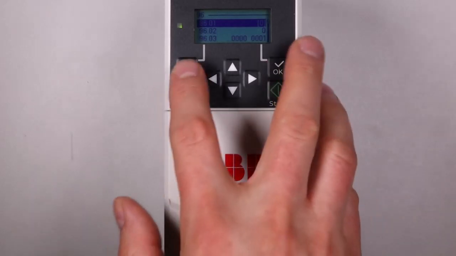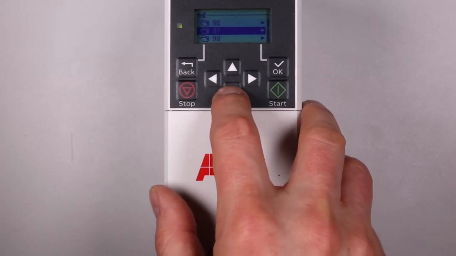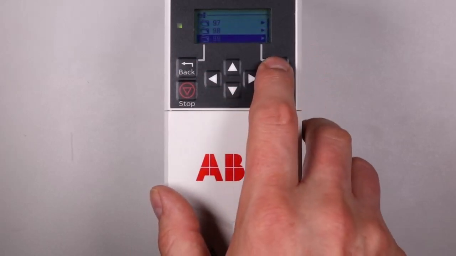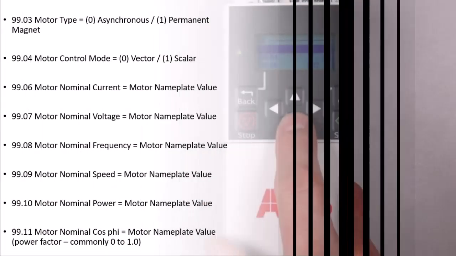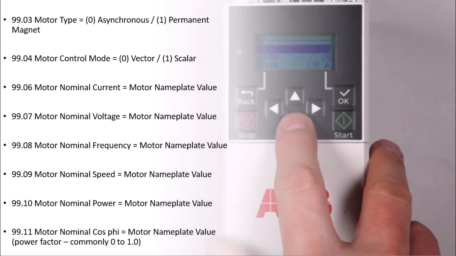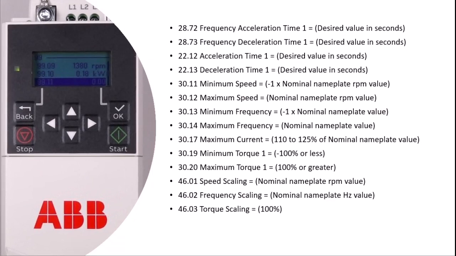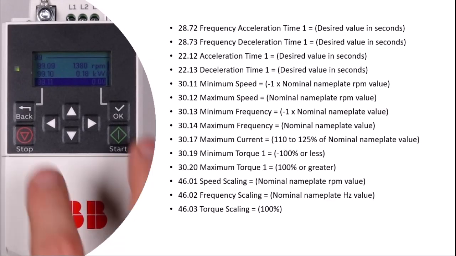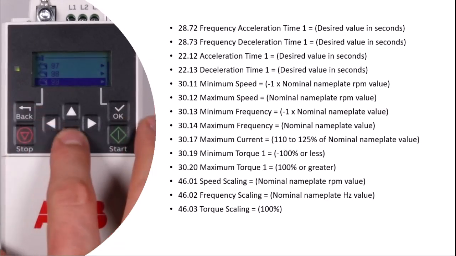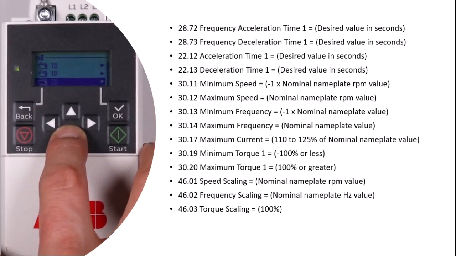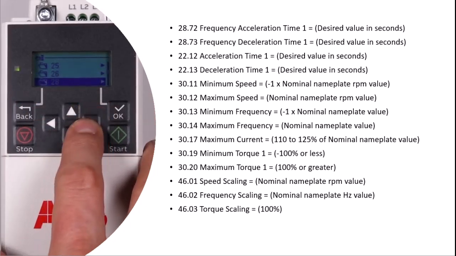Back out to the parameter group list and scroll down and select parameter group 99. Program the following parameters as shown. Navigate to and program the following parameters. Please note, these are common values recommended for general applications. Specific or sensitive applications may require different values.